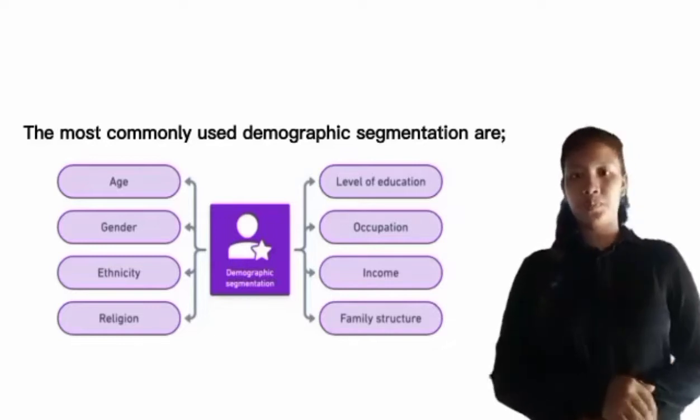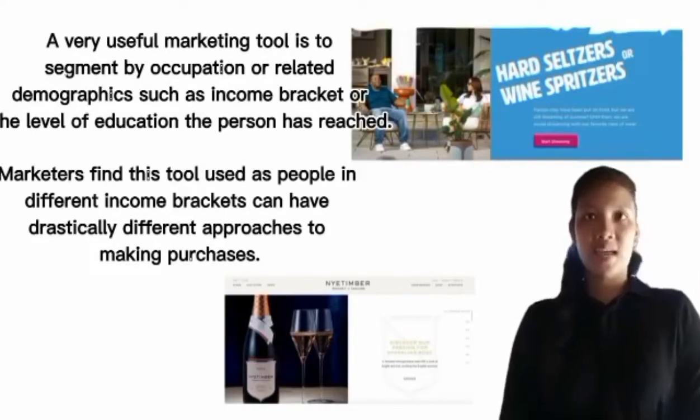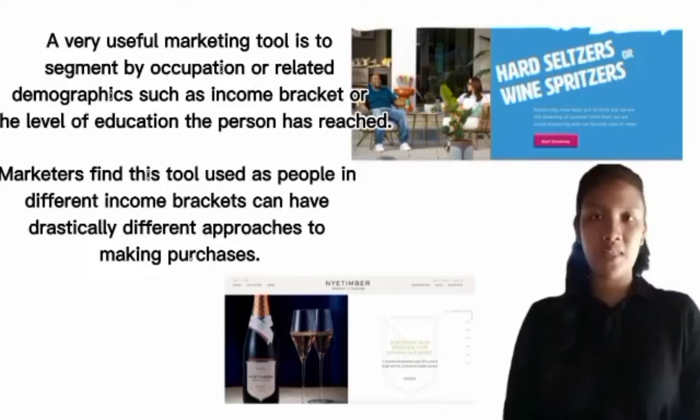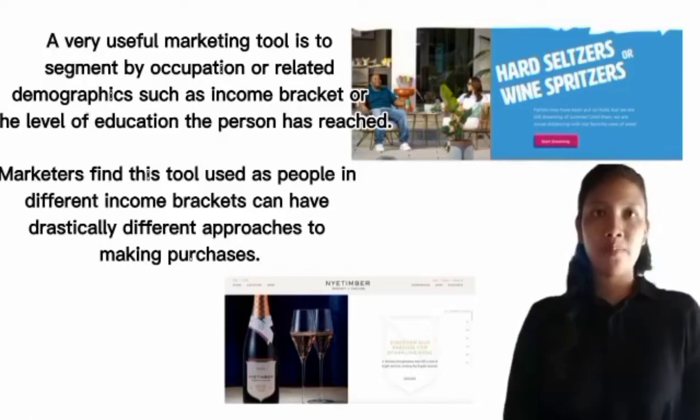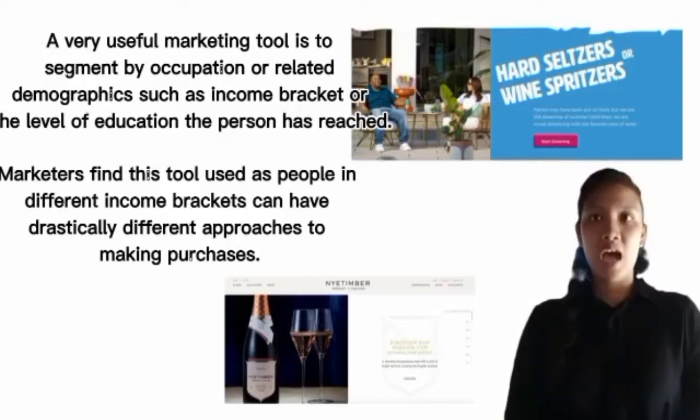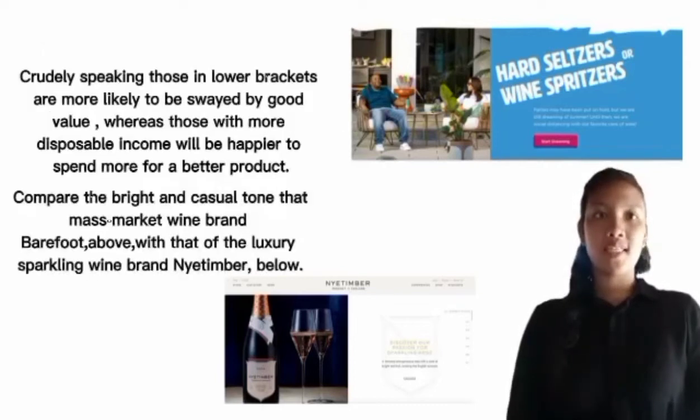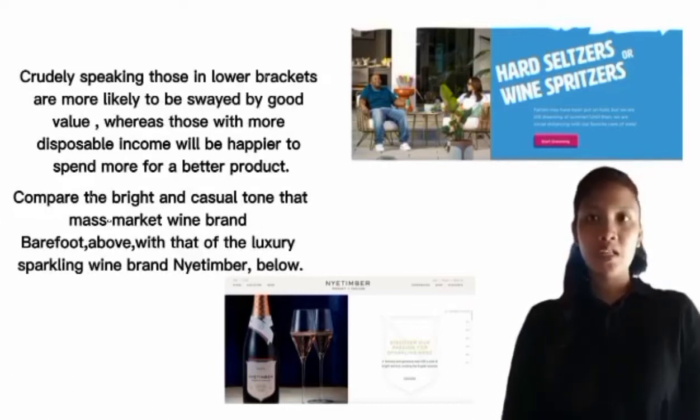This is an example of demographic segmentation, segmenting based on income and occupation. A very useful marketing tool is to segment by occupation or related demographics such as income bracket or the level of education the person has reached. Marketers find these tools useful as people in different income brackets can have drastically different approaches to marketing.